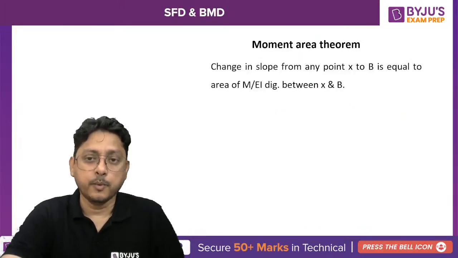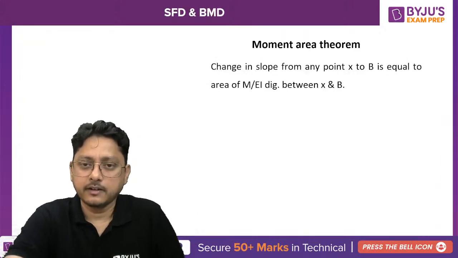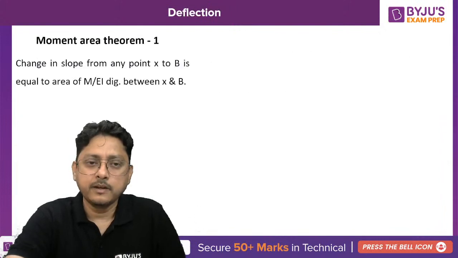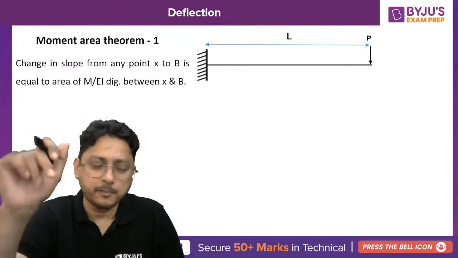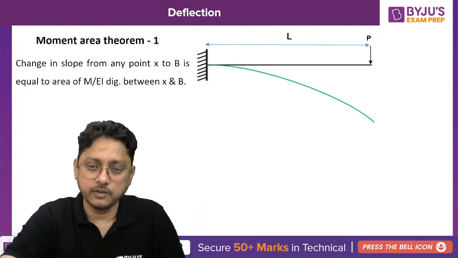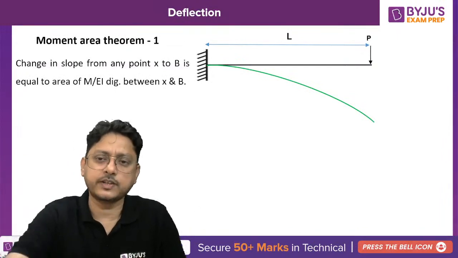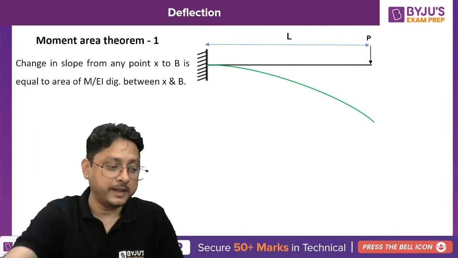Now coming to the moment area theorem, I'll explain that also. What the first theorem says is the change in slope from any point x to b. Listen to me carefully. If you have a beam and you apply a load, it will get deflected, of course. I'm showing you too much deflection just for understanding purposes. As per the first theorem, here is what it explains.